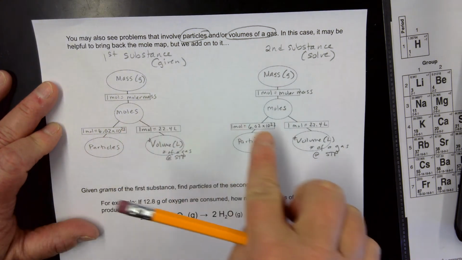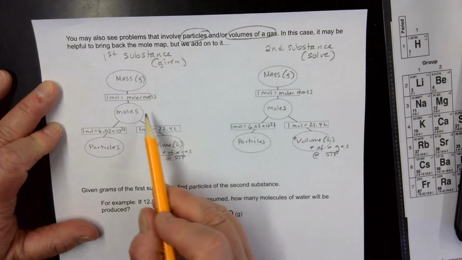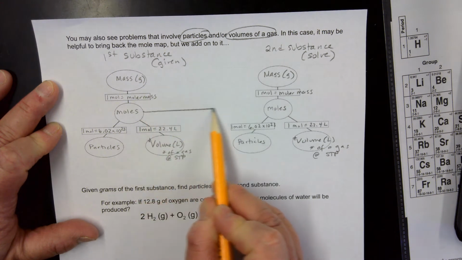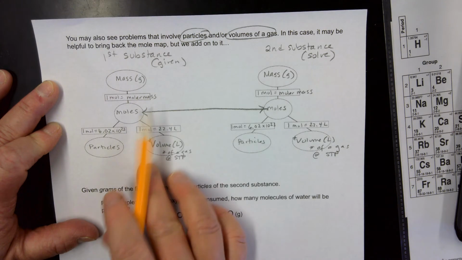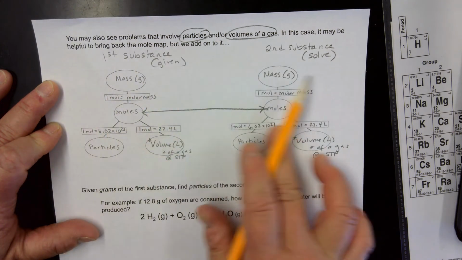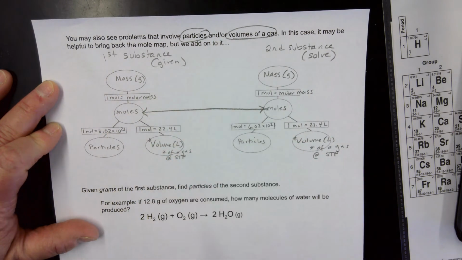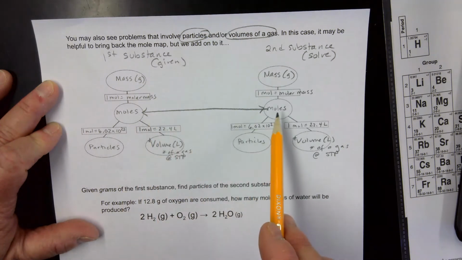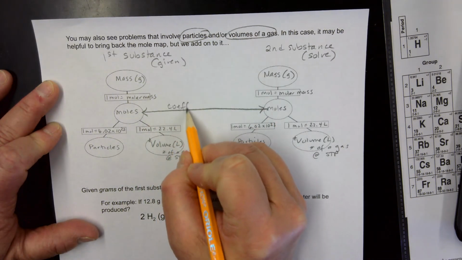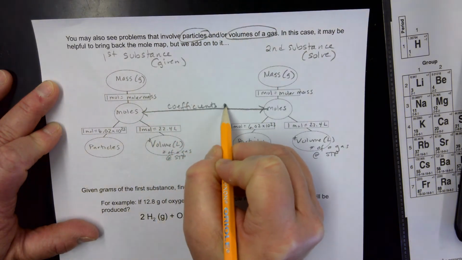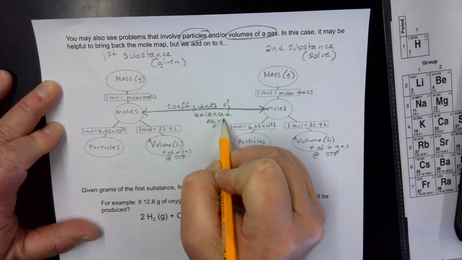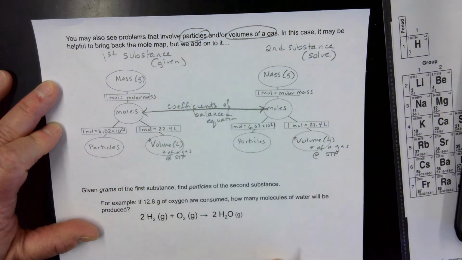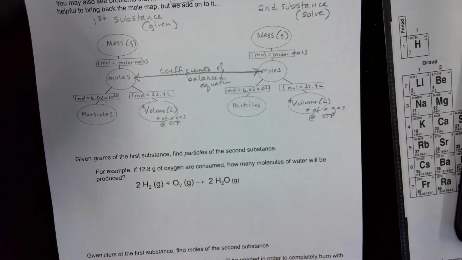Now, the only way these 2 mole maps connect is from the moles. Okay? The only way you can go from a mole map of one substance to a mole map of another is through a mole ratio. That mole ratio comes from the coefficients of the balanced equation. So let's take a look and see how this works.